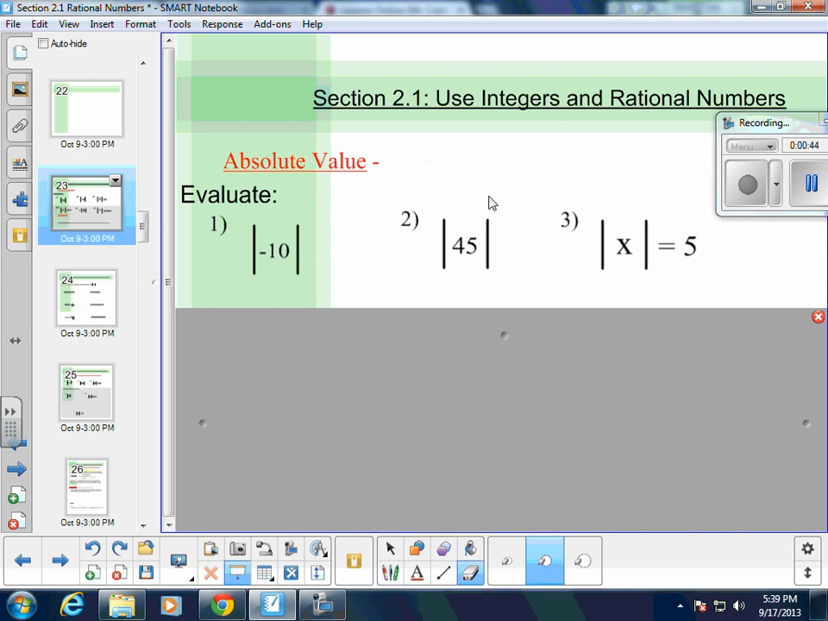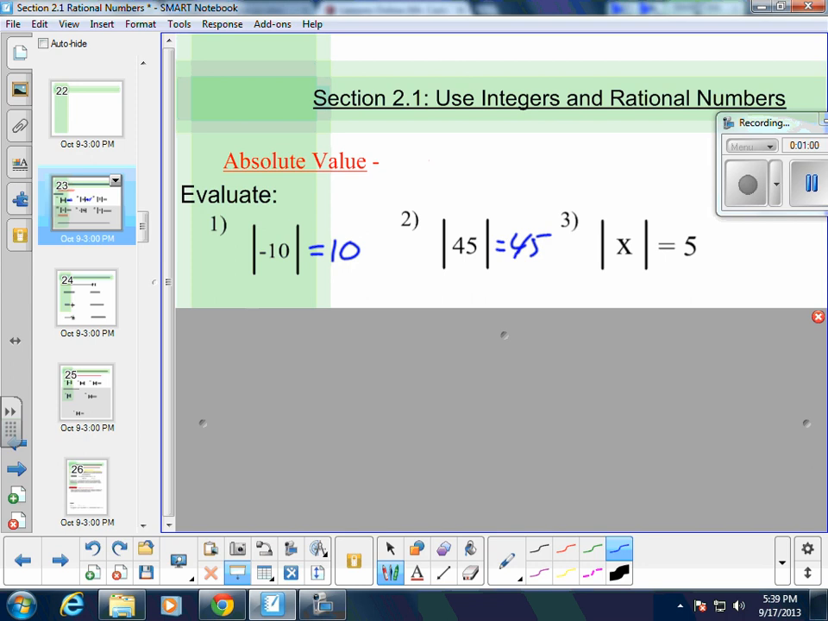That's what this problem is saying with the two lines. The two lines mean take the absolute value of whatever number you get in the middle. The absolute value of -10 is 10. The absolute value of 45 is 45.